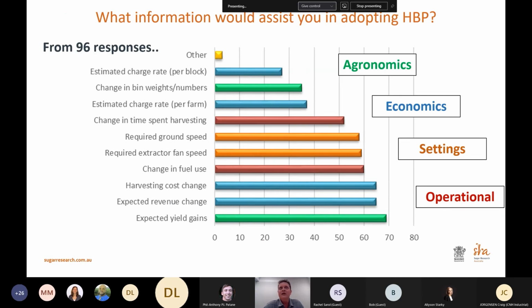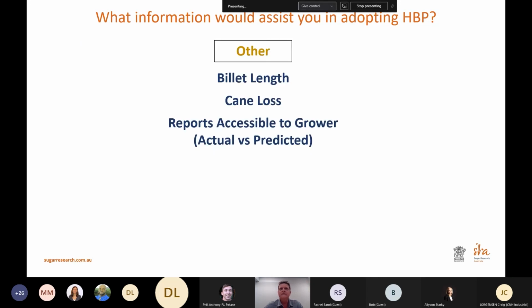Looking at other information that would assist you in adopting harvesting best practice, what the respondents said was, yes, there's a lot of information we want. This is just a few of them. They wanted information on yields, changes in costs, changes in revenue, changes in fuel usage, changes in speeds, charge rates, etc. So again, a lot of information was being put to us as to what would be necessary out there in order to help the whole process of adoption of harvesting best practice. Some of the others were billet length, cane loss, and reports being accessible to the grower. And there was one respondent that said maybe a change in attitude. So I liked his honesty there, and that was interesting.